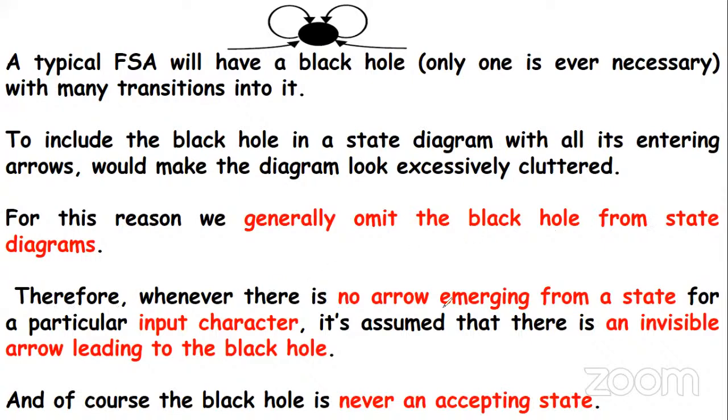Therefore, now look at the definition. When there is no arrow emerging from a state for a particular input character, now input characters can be zeros or ones or twos, or A or B, depending on the input characters you have defined, it is assumed that there is an invisible arrow leading to the black hole. And of course, the black hole is never an accepting state. So please take notice of this, that the black hole is never an accepting state, right?